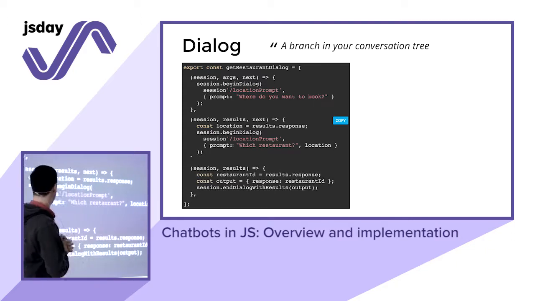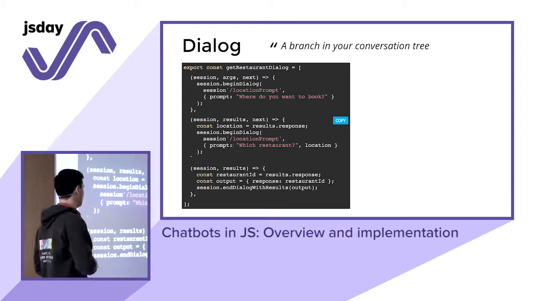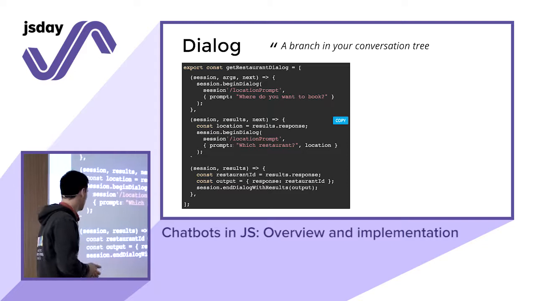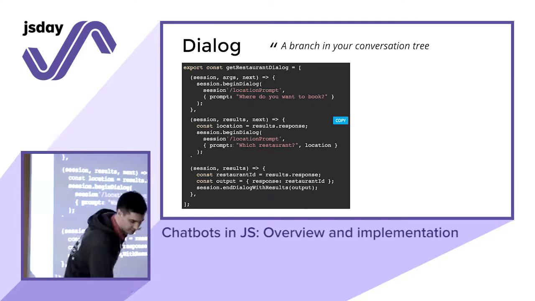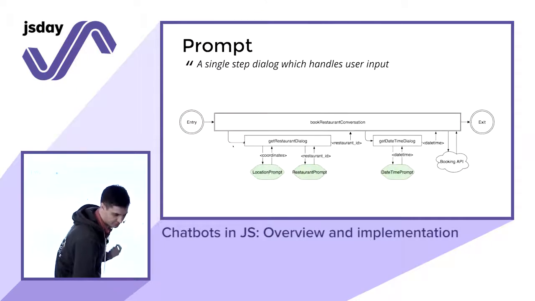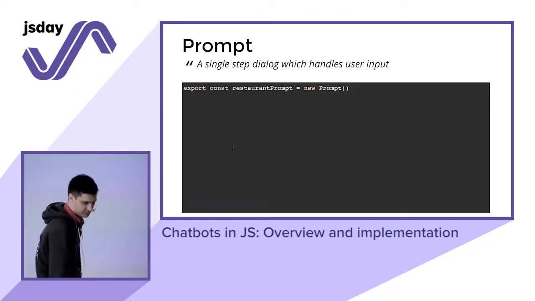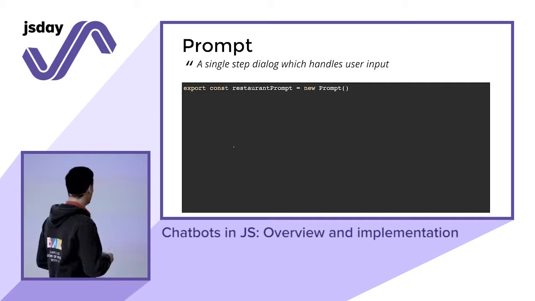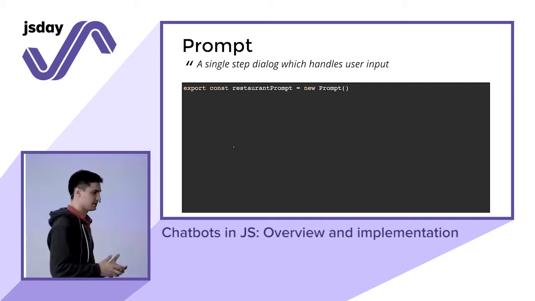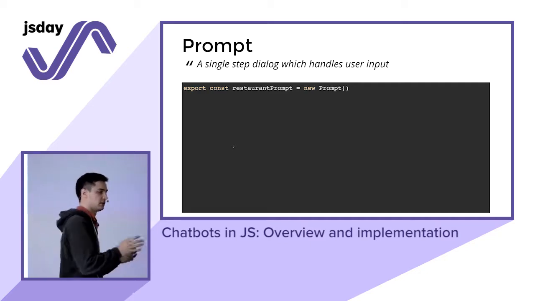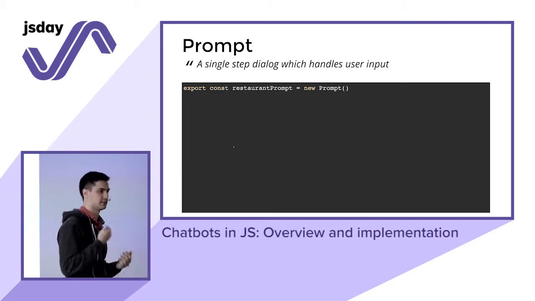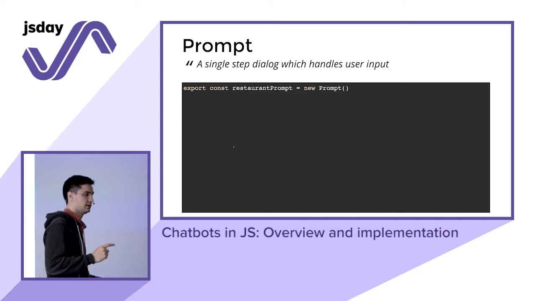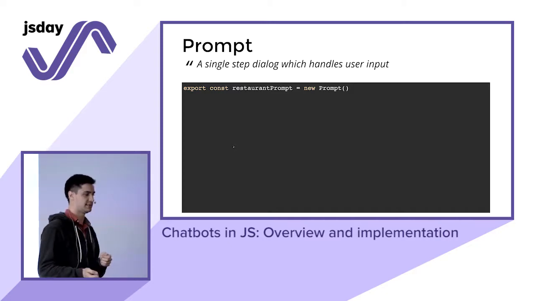And finally, once we get the restaurant ID from the restaurant prompt, we'll send it as a result of the dialog. And finally, for the prompt, let's take the restaurant prompt, for example. So a prompt is quite different from a dialog or a conversation in the way that it only handles a single step. But whereas it can only handle a single step, it can also respond to user input.